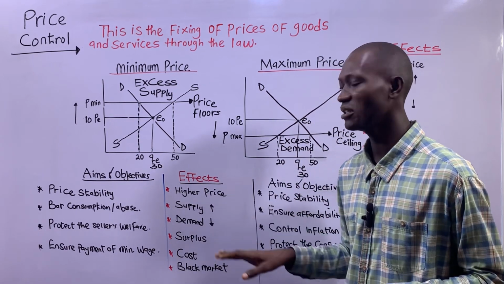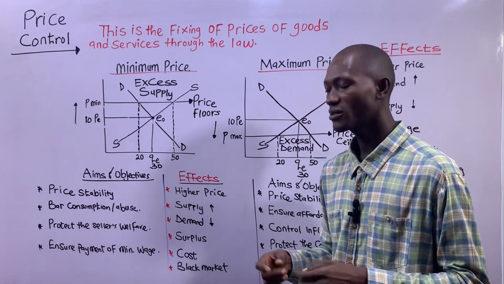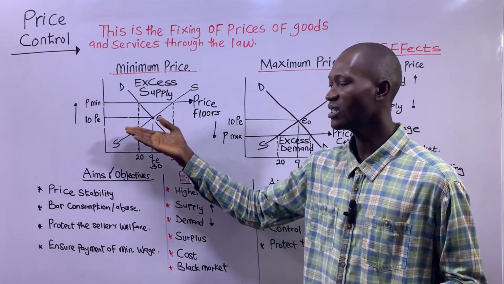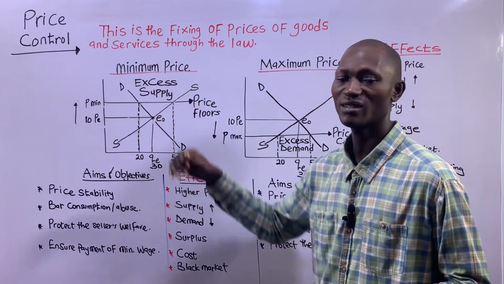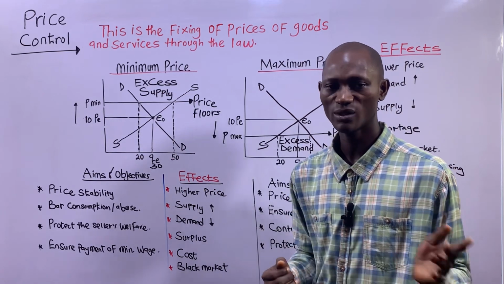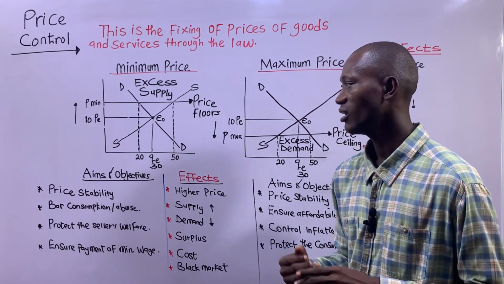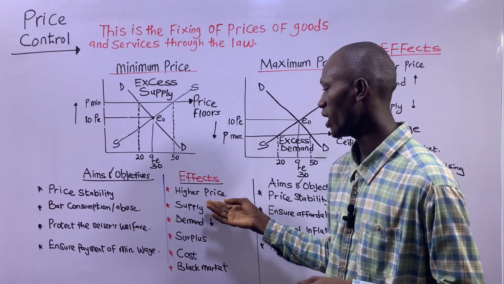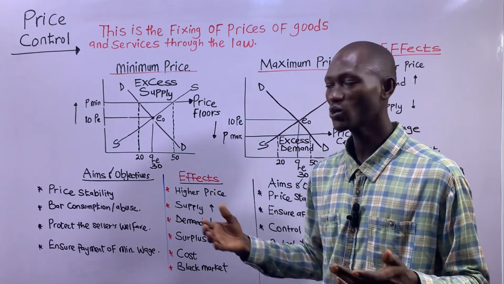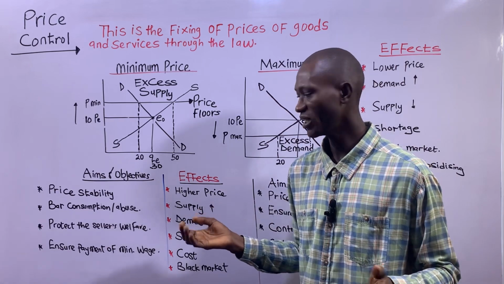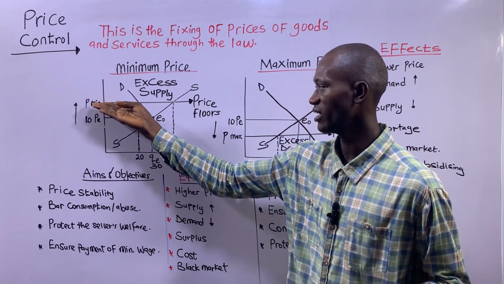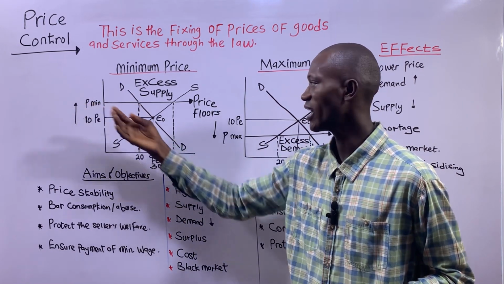Then let's talk about the effects, the consequences of governments imposing a minimum price legislation. That is a price that is above the equilibrium price, which is obtainable in the free market economy. Then number one, higher price. Prices will be higher than the equilibrium price. So you can see that here. So prices are very high. So that's the price you have here.